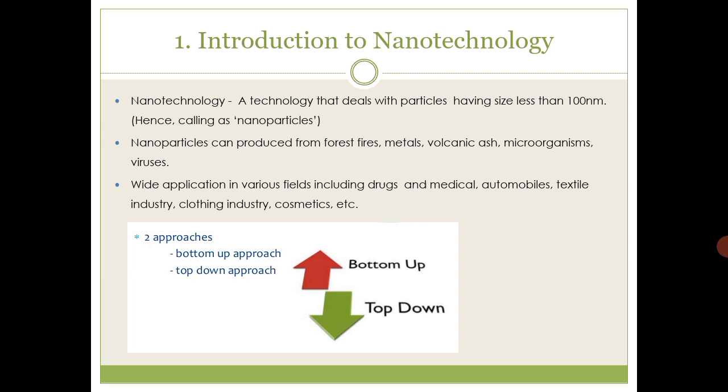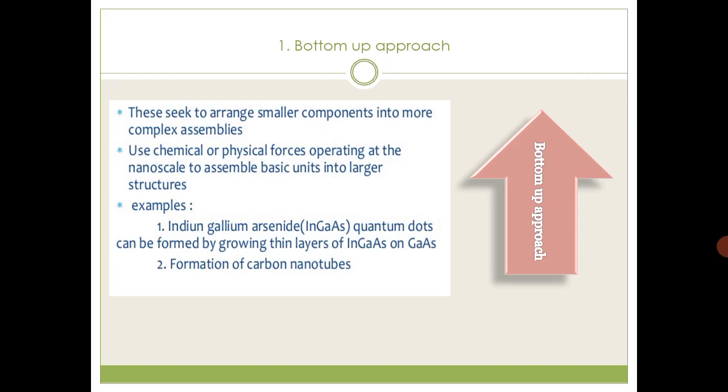Now we will see the two important approaches by which we can synthesize these nanoparticles. The first one is the bottom up approach and the second one is the top down approach. Starting with the bottom up approach: as the name says, and as you can see, the arrow is pointed upwards. This means that the bottom up approach deals with producing larger components or larger complex units using smaller components.